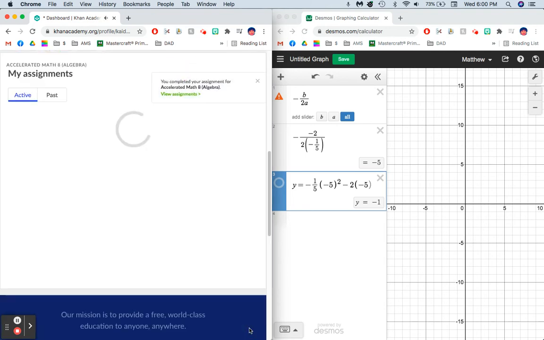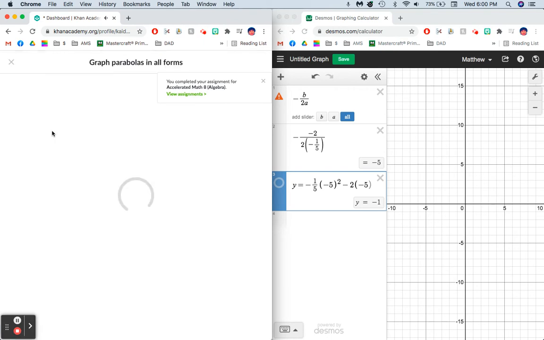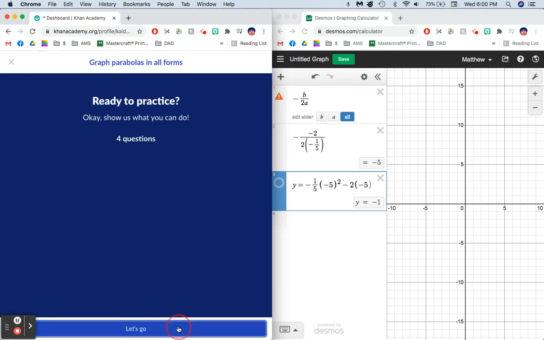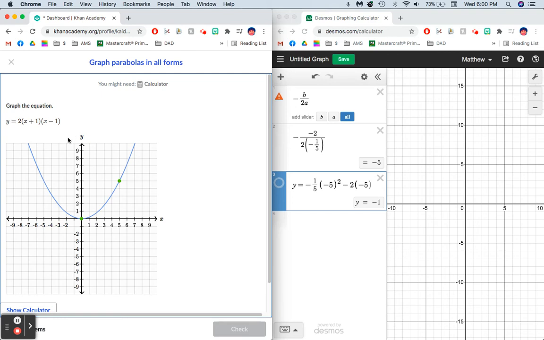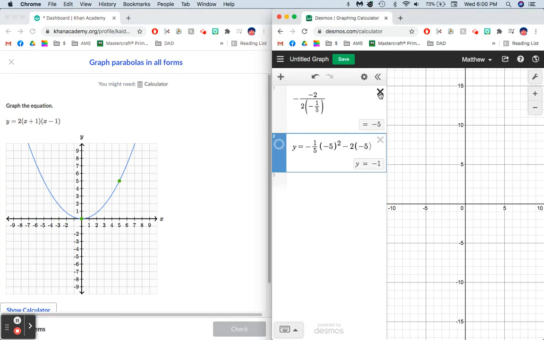Okay, I reached the end. Let's see if I can start this over, maybe get two other examples. Hopefully we can get some other forms. Okay, so this one is intercept form. The advantage of intercept form is we can find the x-intercepts easily. We should have negative 1 and positive 1 as x-intercepts, okay?